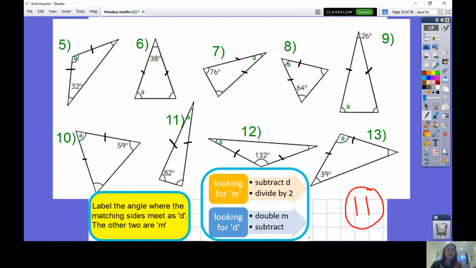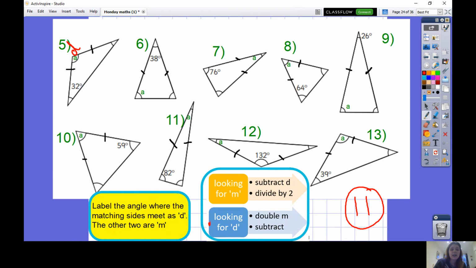Okay, if you've just got started and you're finding it a little bit tricky, I'm going to give you some clues for the first couple of questions. I'm just going to go through and label whether you're looking for a D or an M. At the top here, I can see A is where the 2 matching sides meet, so that's the D. Doing that question, then you'd follow these steps to success.